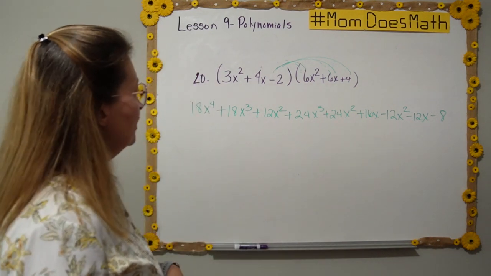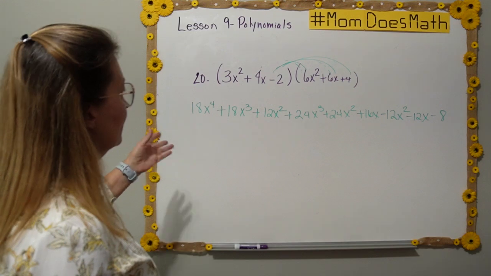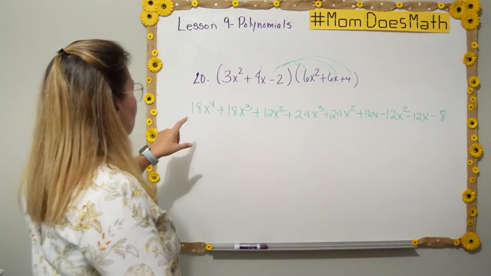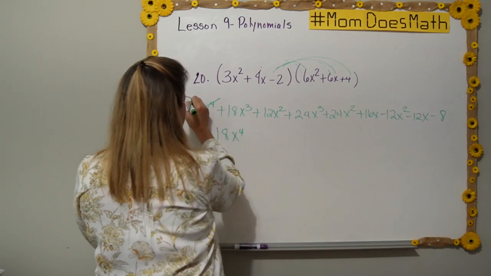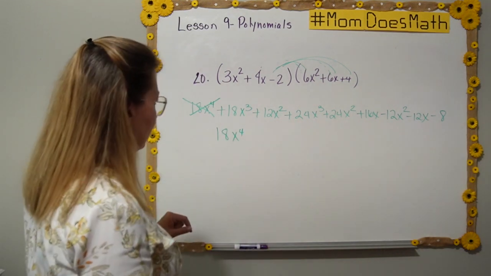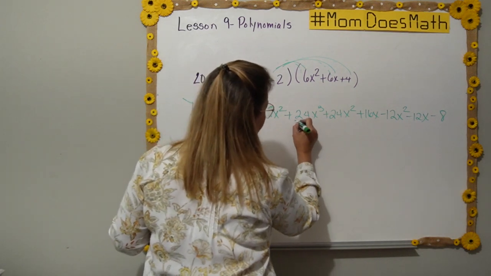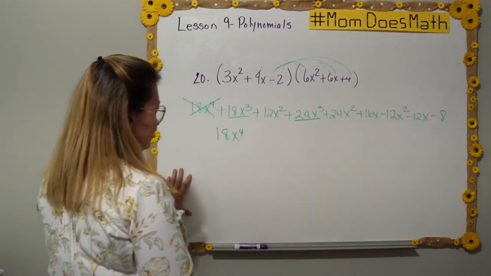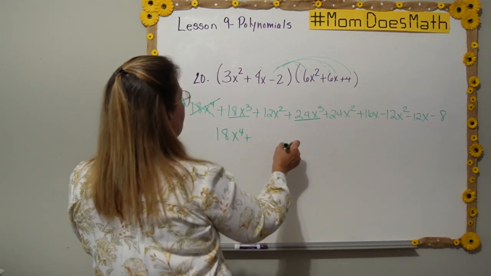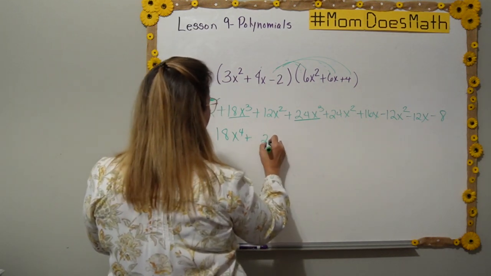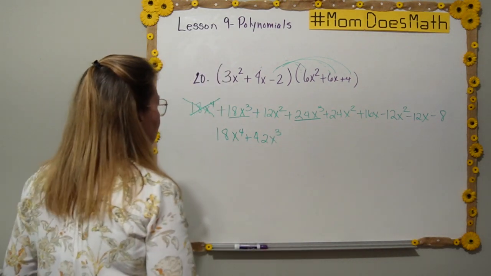Now let's go through here and combine. Start with your highest exponent of your first letter. We only have x, so we're going to start with 18x to the fourth. Now there is nothing else to combine with it, so we're done. Now 18x to the third will combine with 24x to the third, and that's going to be positive 42x to the third, so that gets rid of those.